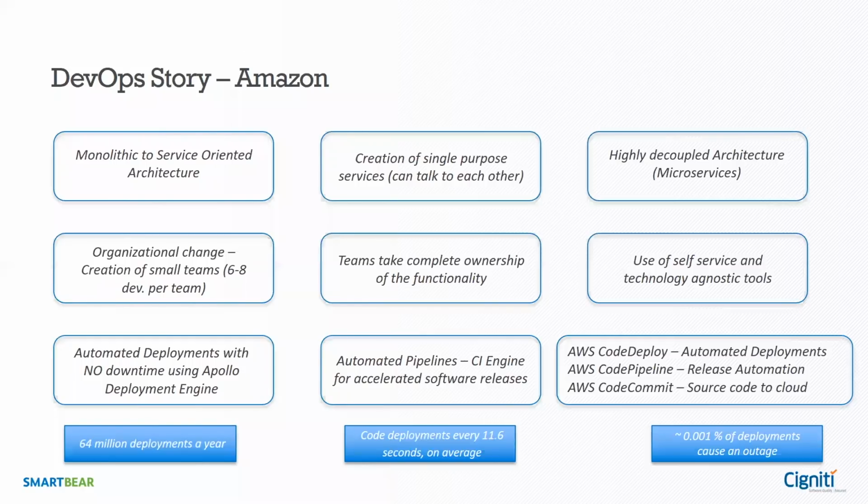The whole aspect of it is that they created small teams and made sure that each was tackling a single-purpose service where they can talk to each other. And the highly decoupled architecture helped them out, building it out, self-service and with technology-agnostic tools. So that made them completely move from a typical large application to smaller scale applications. And they were able to do code deployments every 11.6 seconds on average. So that has accelerated them in terms of doing it.